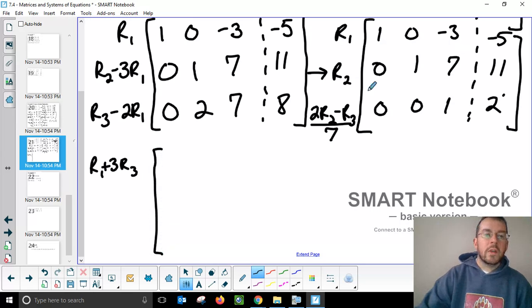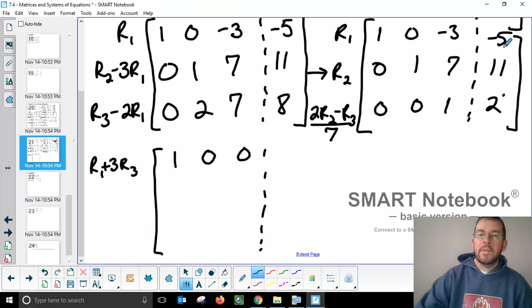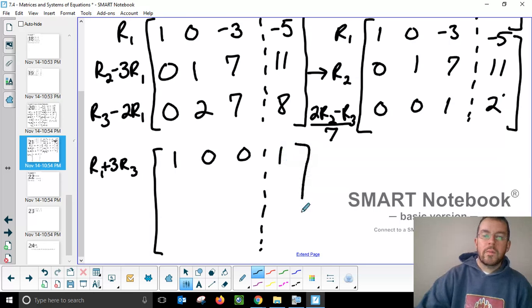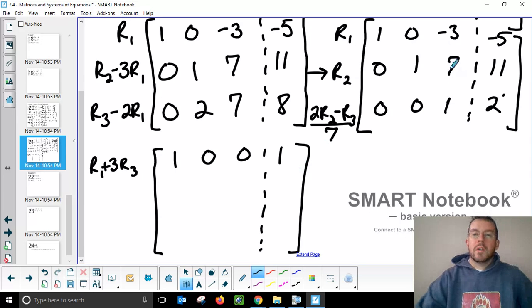So I will get 1 plus 0, which is 1. 0 plus 0, which is 0. Negative 3 plus positive 3, which is 0. And negative 5 plus 6, which is 1. I'm going to do similar here. I'm going to go row 2 minus 7 row 3.